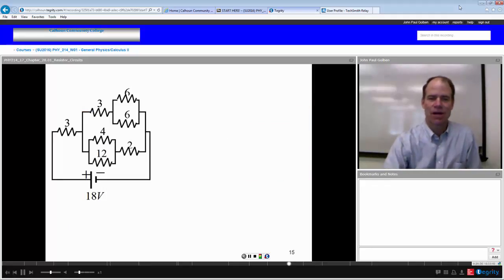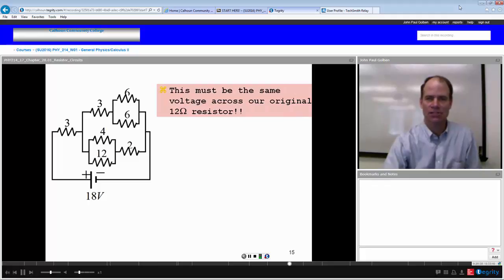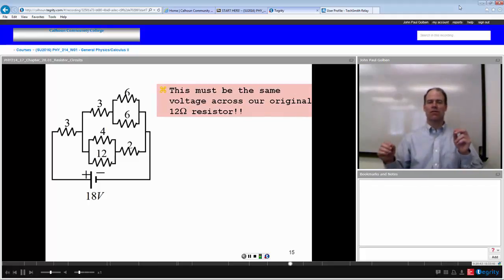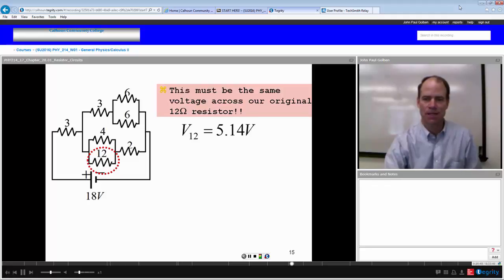Things in parallel have the same voltage as their equivalent device. So that must be the same voltage across the 4 and 12 that were in parallel between those same 2 points in the circuit. That means the voltage across the 12 ohm resistance must be 5.14 volts.